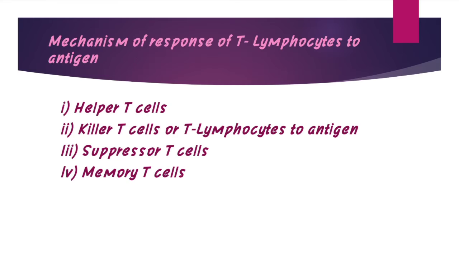First, how do T lymphocytes work, that is, the mechanism of response of T lymphocytes to antigens. On coming in contact with an antigen, a T lymphocyte forms its clone of T cells. That means these T lymphocytes produce many similar types of T lymphocytes, which are also known as clones of T lymphocytes, which are similar but they perform different functions.